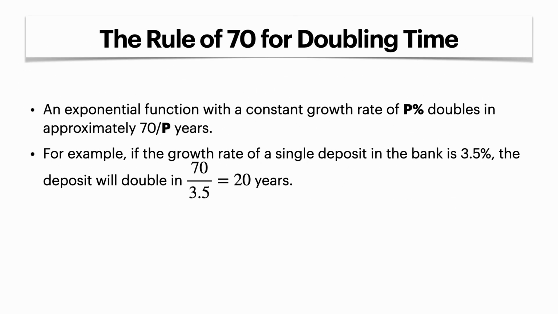Rule of 70 for doubling time. An exponential function with a constant growth rate of p% doubles in approximately 70 divided by p. For example, if the growth rate of a single deposit in the bank is 3.5%, the deposit will double in 70 divided by 3.5 equals 20 years.